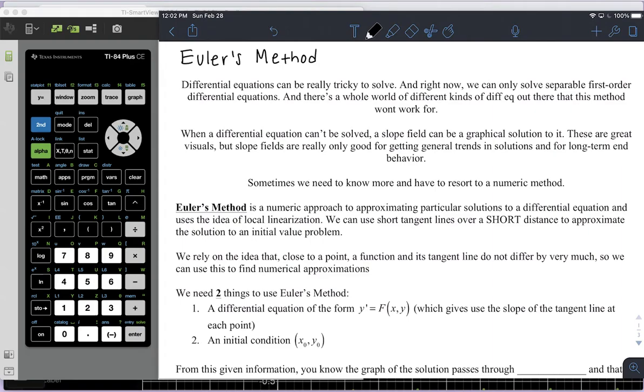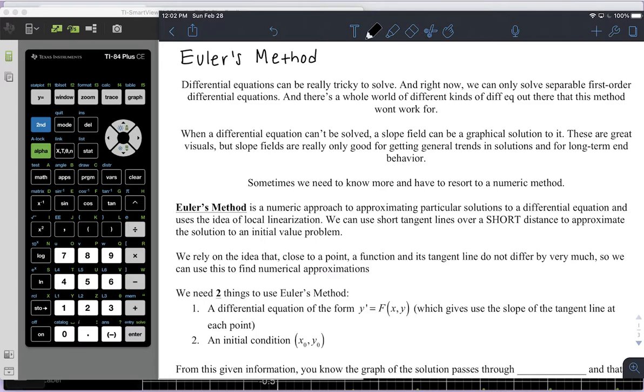So not all differential equations can be solved. Right now, we can only solve separable first order differential equations. That means we only have first derivatives involved and the x and y components can easily be separated, so the x's are on one side and the y's are on the other.